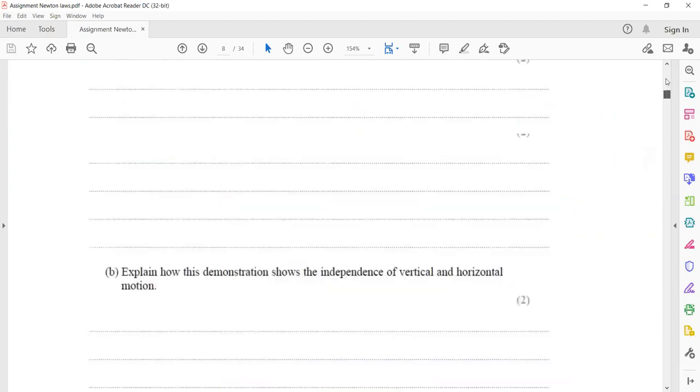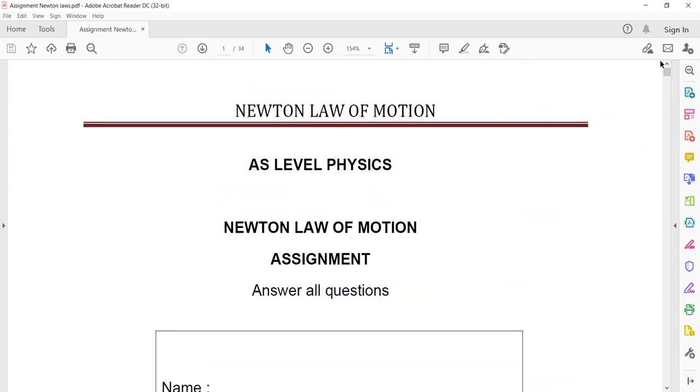This discussion I have already discussed in the topic force, motion and acceleration. So in the next session we'll discuss more questions from Newton's law.